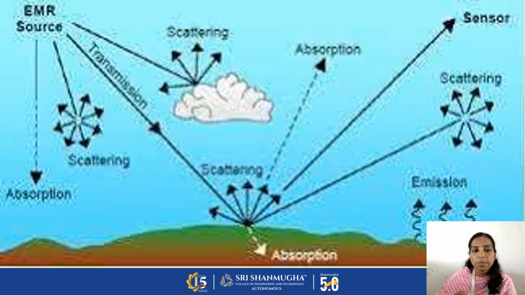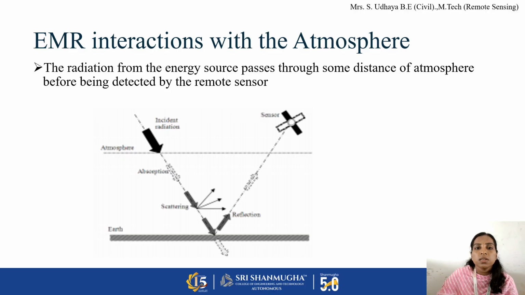As you can see in this image, it contains a lot of processes like absorption, scattering, transmission, and emission. These are the kinds of phenomena that happen to the incoming radiation in the atmosphere. We are going to discuss these features in detail. So let us start. The radiation from the energy source passes through some distance in the atmosphere before being detected by the remote sensor.